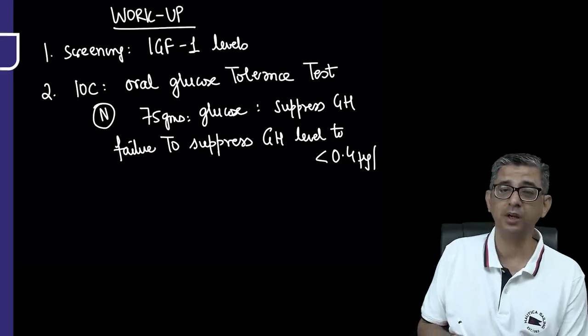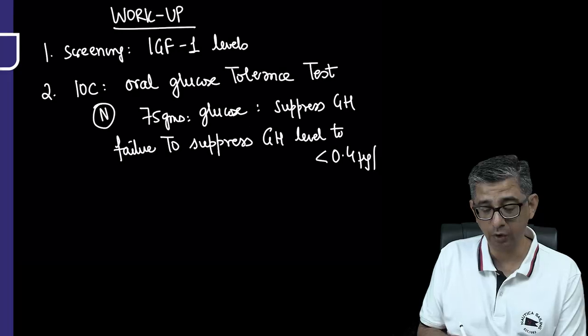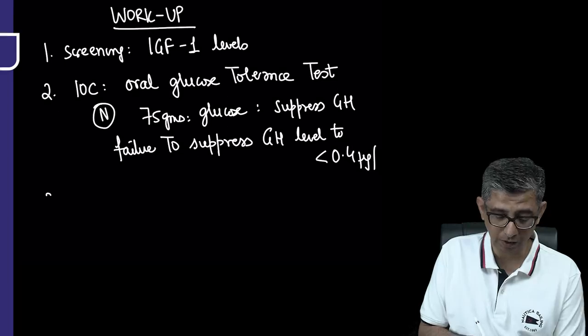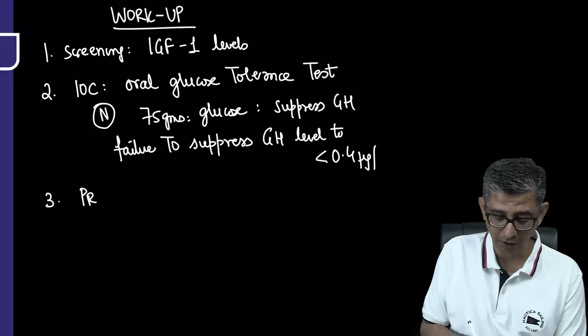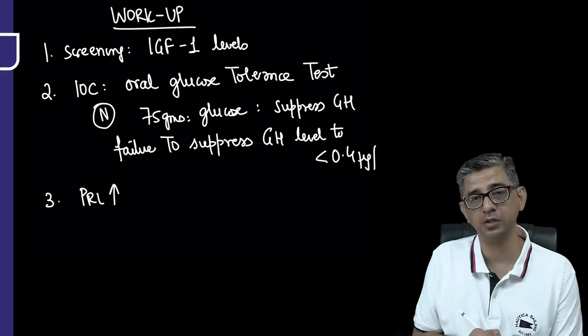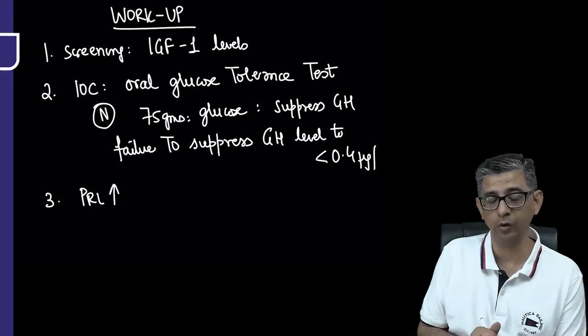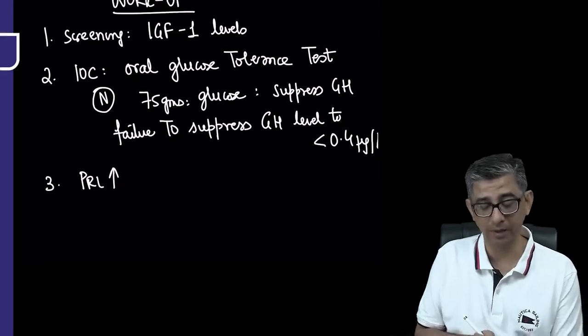In these patients, another finding that might be seen is that when you do an oral glucose tolerance test, even prolactin levels might be increased. Because I told you already that some of these patients could have a mammosomatotroph adenoma, so prolactin values would be increased.